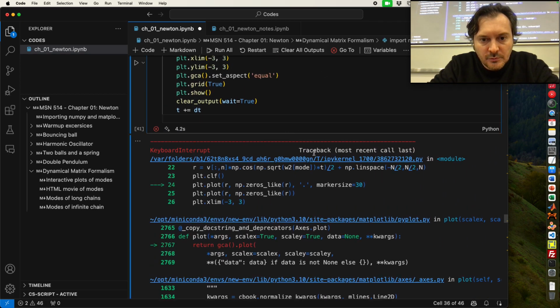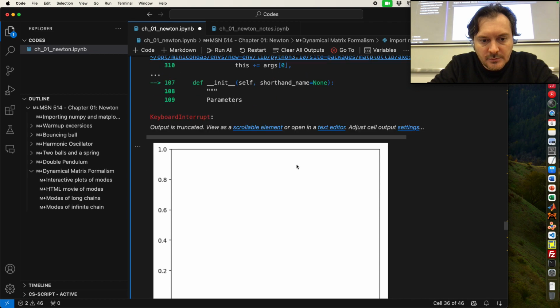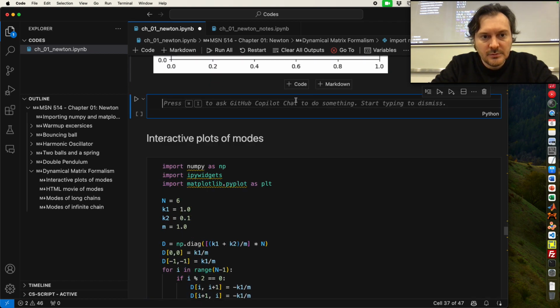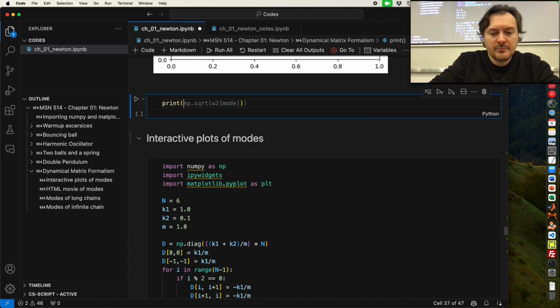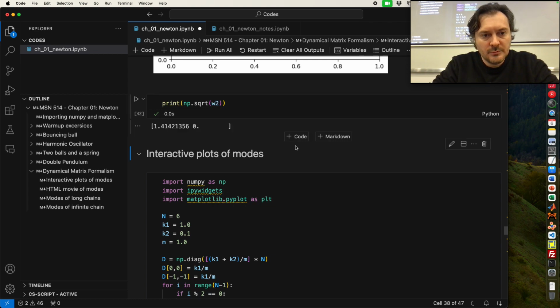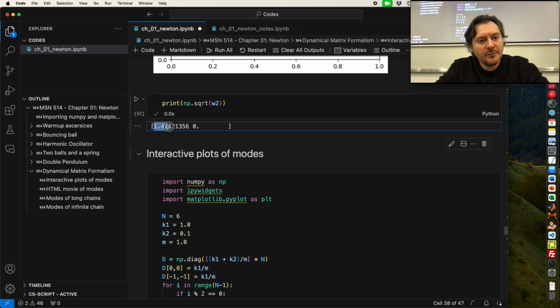Let's print the mode. Where is it? Okay. Let's print square root of omega 2. So you have 2 modes. First one has some finite value, and the second one is 0, right?